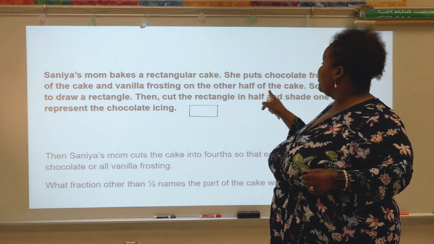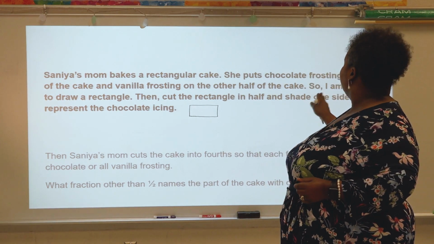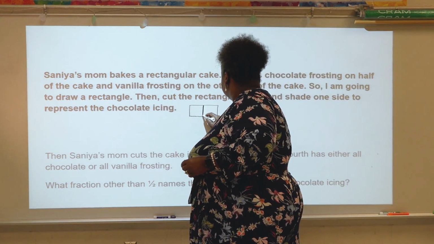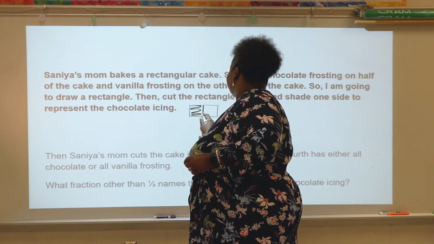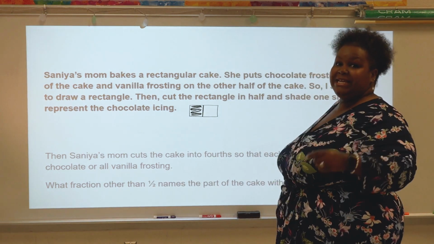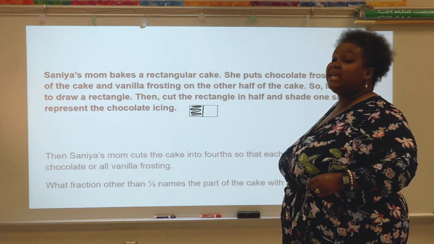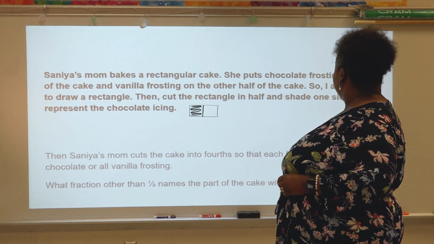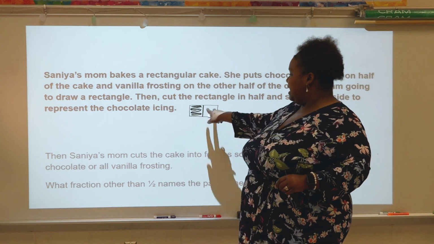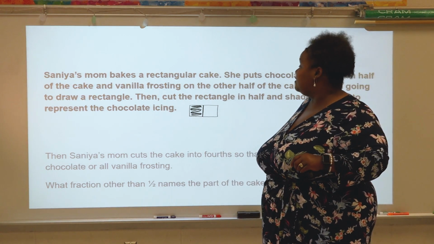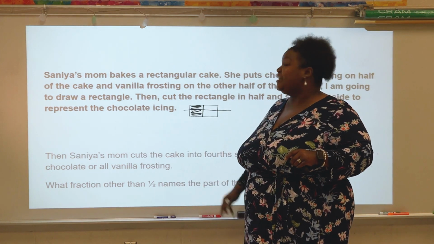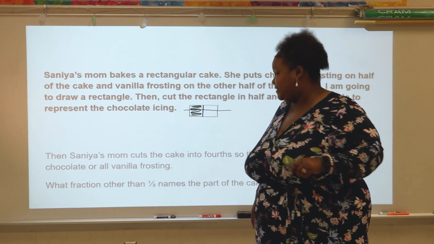Then I'm going to cut the rectangle in half and shade one side to represent the chocolate icing. That's my chocolate icing side. Then Sanaya's mom cuts the cake into fourths so that each fourth has either all chocolate or all vanilla icing. Now I cut it in half right now. Now I want to cut it into fourths. I think I could use a horizontal line to cut it into 4 equal pieces.